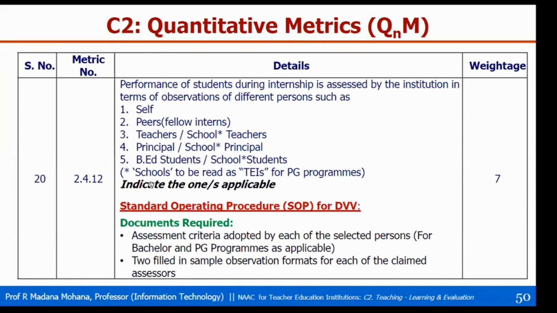As for SOP, so here no data template for this. As for SOP, the following documents required. Assessment criteria adapted by each of the selected person for bachelor and PG programs as applicable. Then 2 filled in sample observation formats, minimum 2 for each of the claimed assessor needs to be attached.